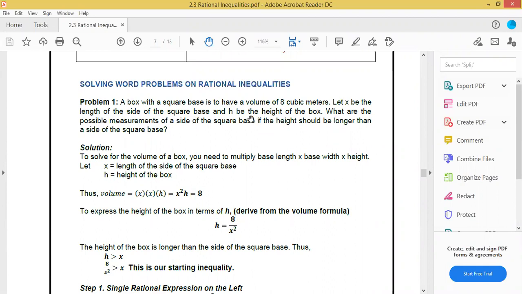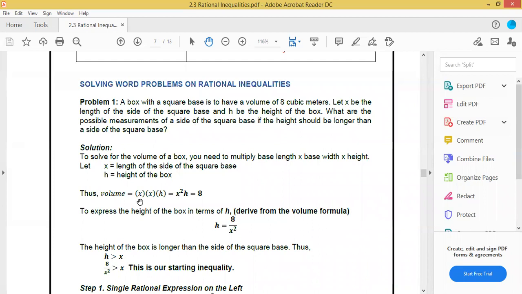What are the possible measurements of a side of the square base if the height should be longer than the side of the square base? Now, we represent x as the length of the side of the square base and h as the height. Remember, for the volume, we solve for the volume as length times width of the base multiplied by the height. Since the base is a square, then the length and the width are the same.